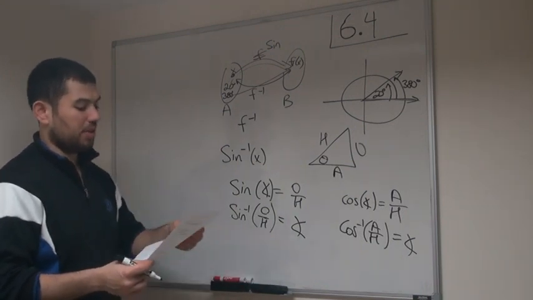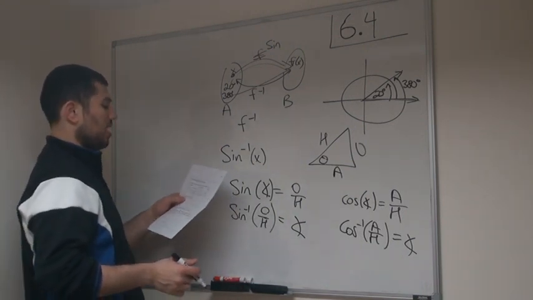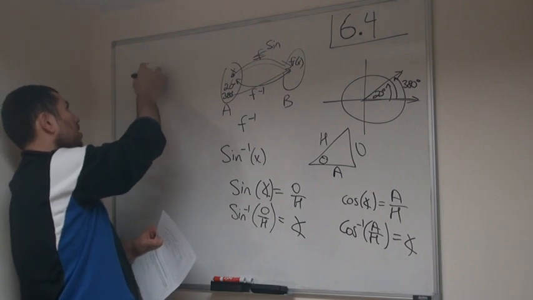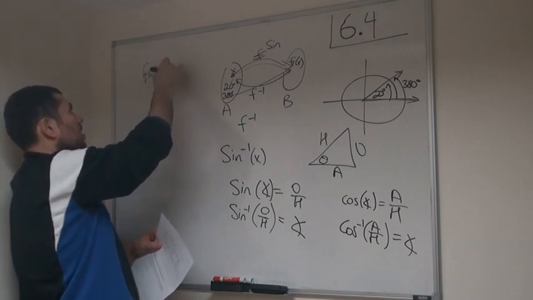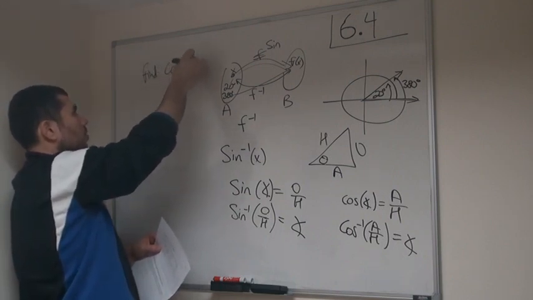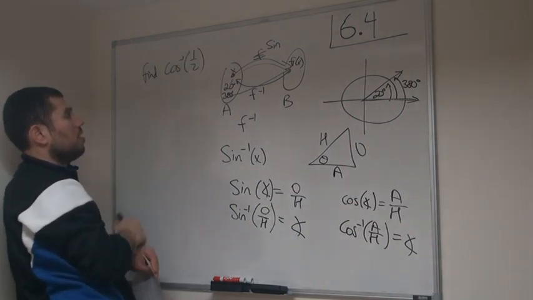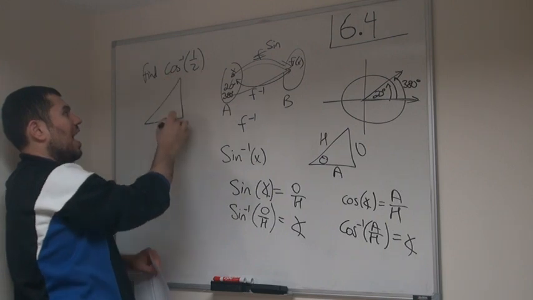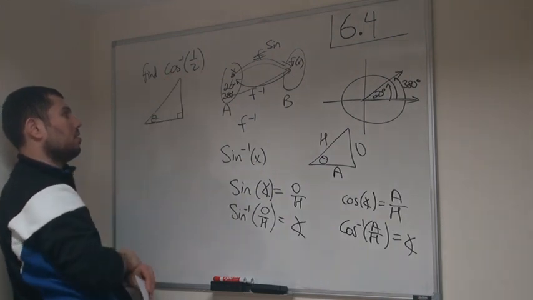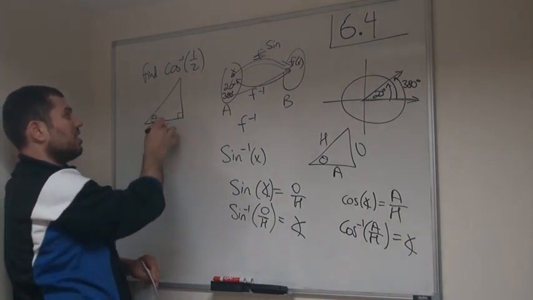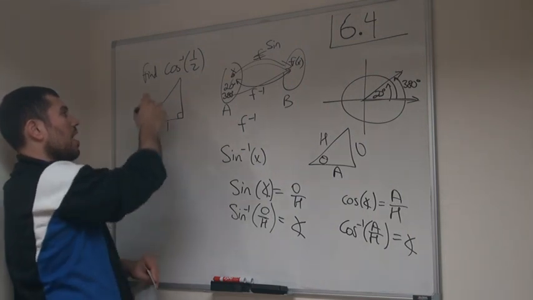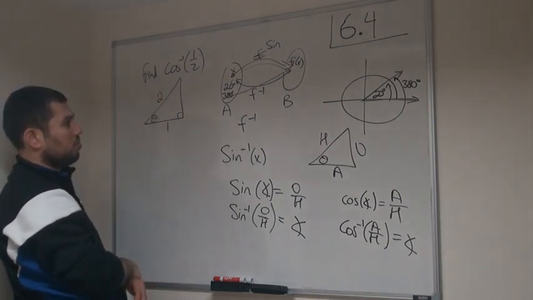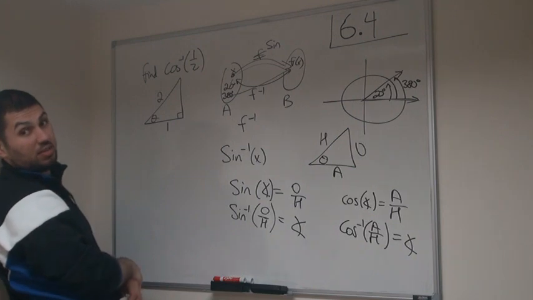So I have an example here that says find the inverse cosine of a half. Find cosine inverse of 1 over 2. What this is telling me is, hey, I have an angle theta. The adjacent side is 1. The hypotenuse is 2. Please tell me what the angle is.